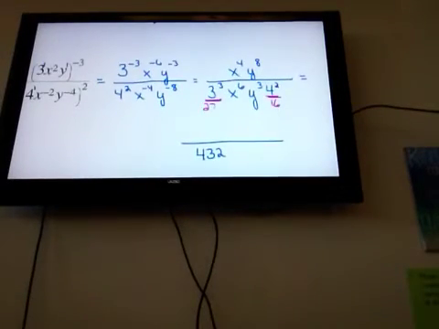Okay. On my x's, I'm going to subtract 6 minus 4, leaves me x squared in the denominator. And on my y's, I'm going to subtract 8 minus 3, leaves me y to the 5th in my numerator.